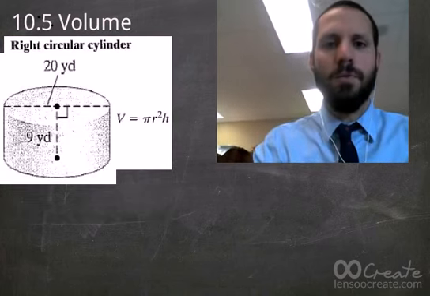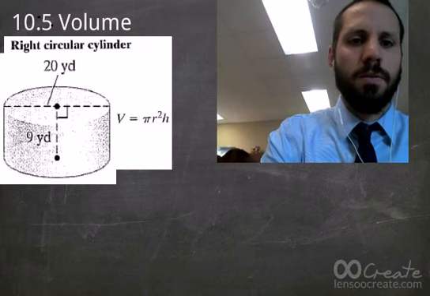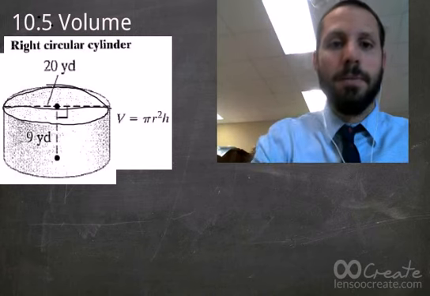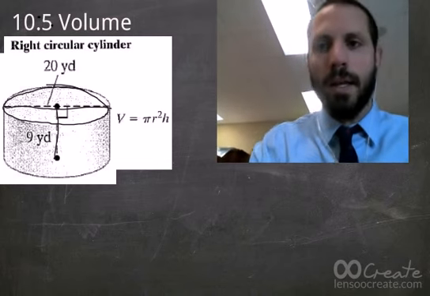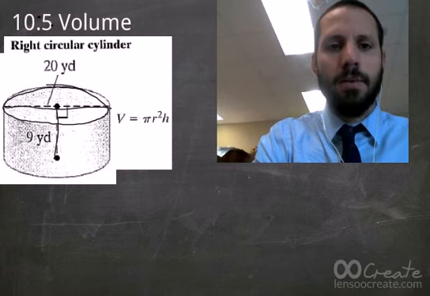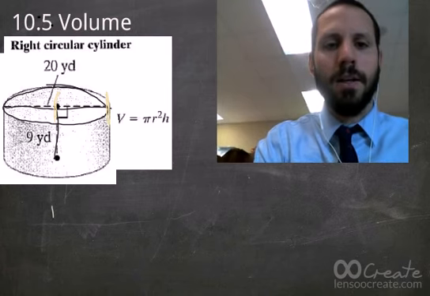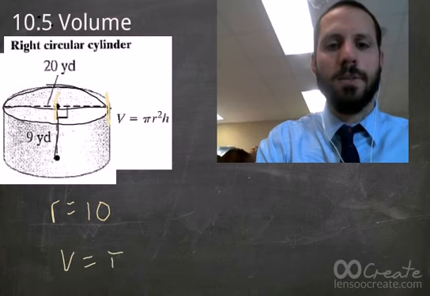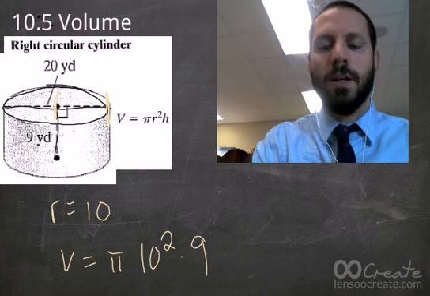All right, so let's sketch in this cylinder and find the volume. Got the circle here with a dimension of 20 across the top with a height of 9. Now, what is the dimension of 20? Is that our radius? That's going to be our diameter. So our radius is actually going to be 10 yards. So then our volume is pi 10 squared times 9. 10 squared is 100 times 9.